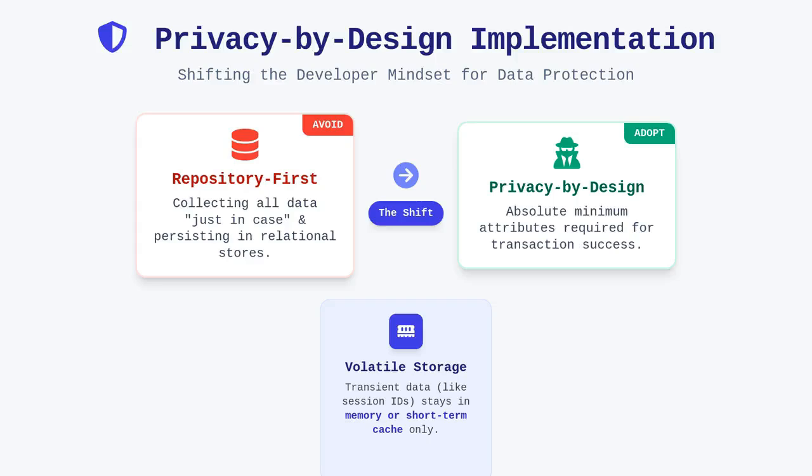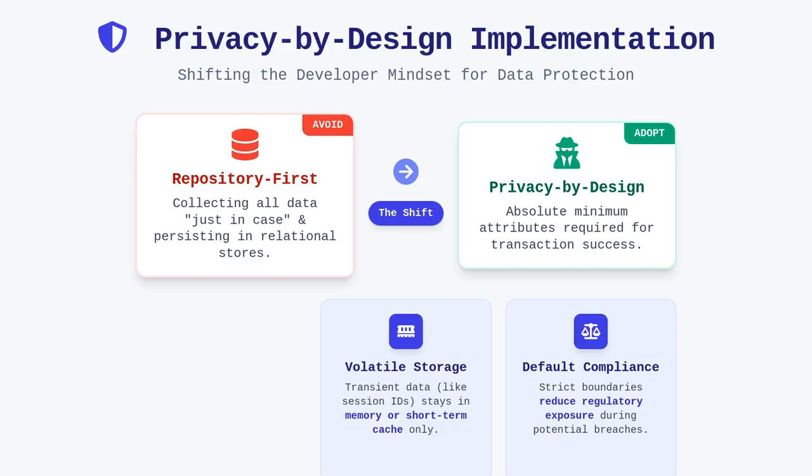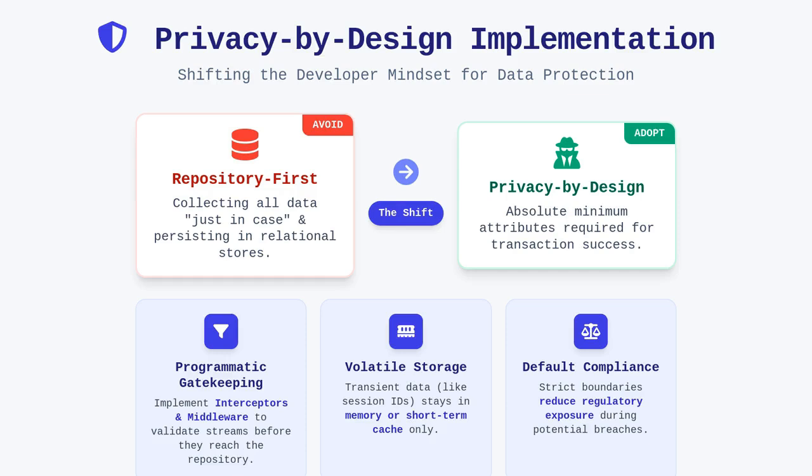By strictly enforcing these collection boundaries, you prevent the accumulation of sensitive data that, if breached, could lead to significant regulatory exposure. The programmatic enforcement of these rules might involve writing interceptors or middleware that validates the integrity of the data stream before it passes into your repository layer. This level of technical rigor ensures that your application remains compliant by default, regardless of individual user actions or secondary system processes that might otherwise aggregate more data than intended.